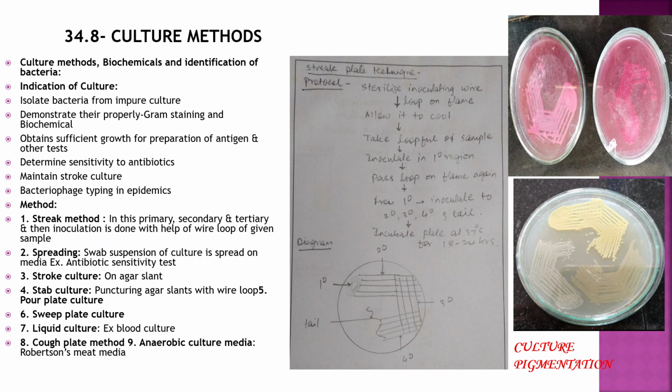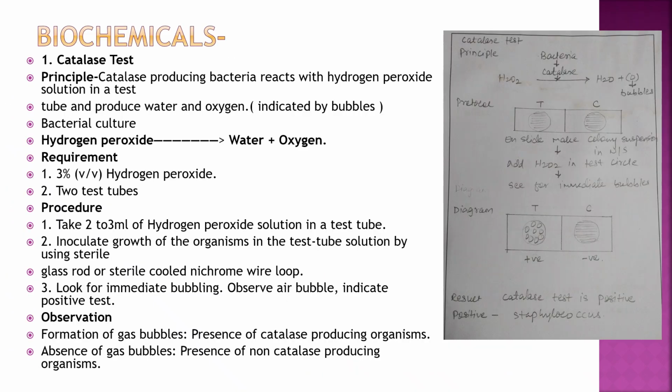First you have to heat the wire loop on the flame till it becomes red hot, then wait for some time so it cools, and then take the sample in the wire loop and do the primary inoculation. Then from that primary circle you draw the lines horizontally, then rotate the plate, again draw the lines, rotate the plate, again draw the lines, and then a tail at the end. So this is primary, secondary, tertiary and quaternary inoculation that you have to do, so that you will get isolated colonies to study colony characteristics.